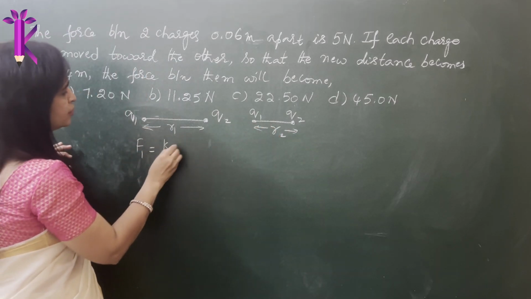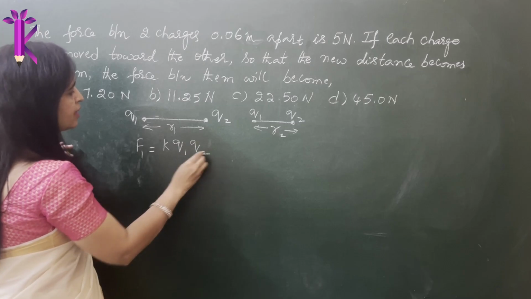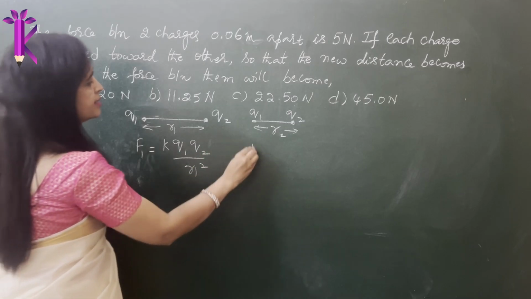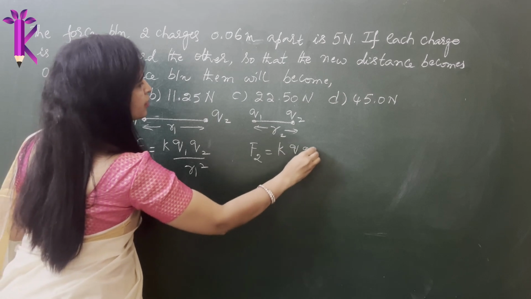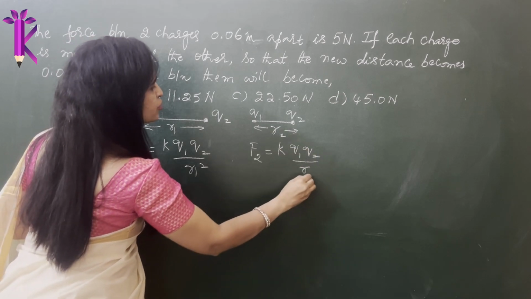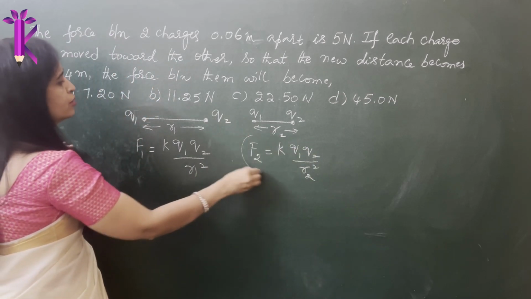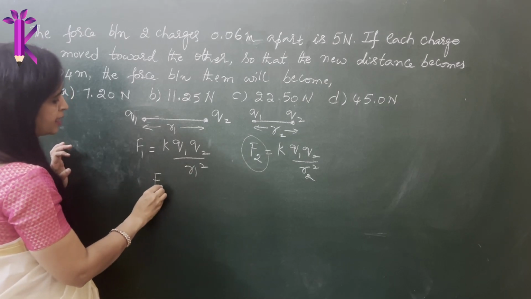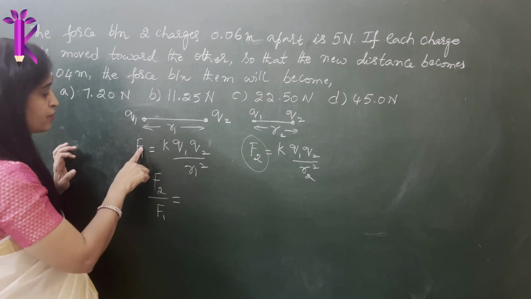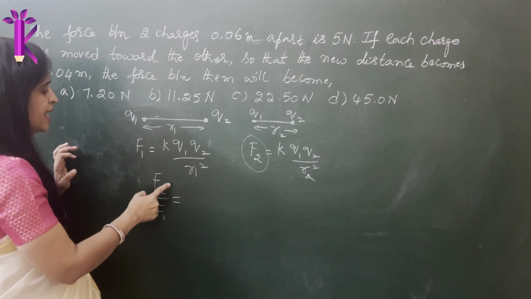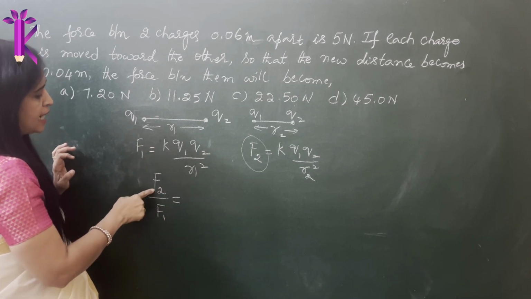F1 will be K into Q1 Q2 divided by R1 square. Similarly, F2 will be equal to K into Q1 Q2, the same, divided by R2 square. It is the distance that changes. You have to figure out the new force. So instead of taking F1 by F2, I'm taking it as F2 by F1 because we have to calculate the new force.